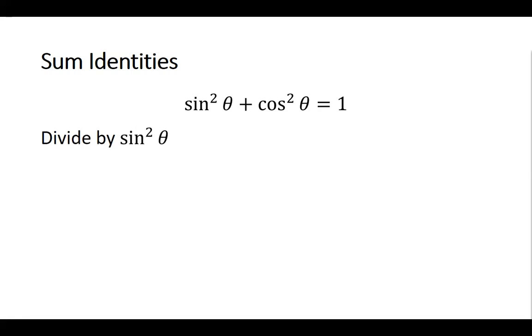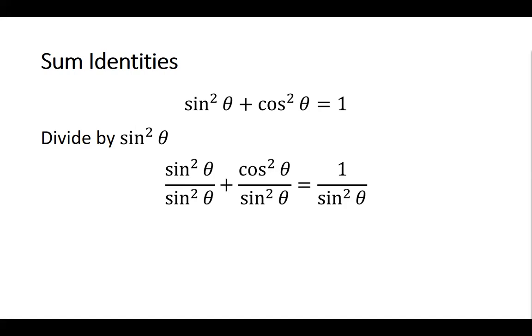Let's divide everything by sine squared theta. By doing that, that's going to turn one of my terms into a 1. And if I do that, I get sine squared theta over sine squared theta plus cosine squared theta over sine squared theta is equal to 1 over sine squared theta.